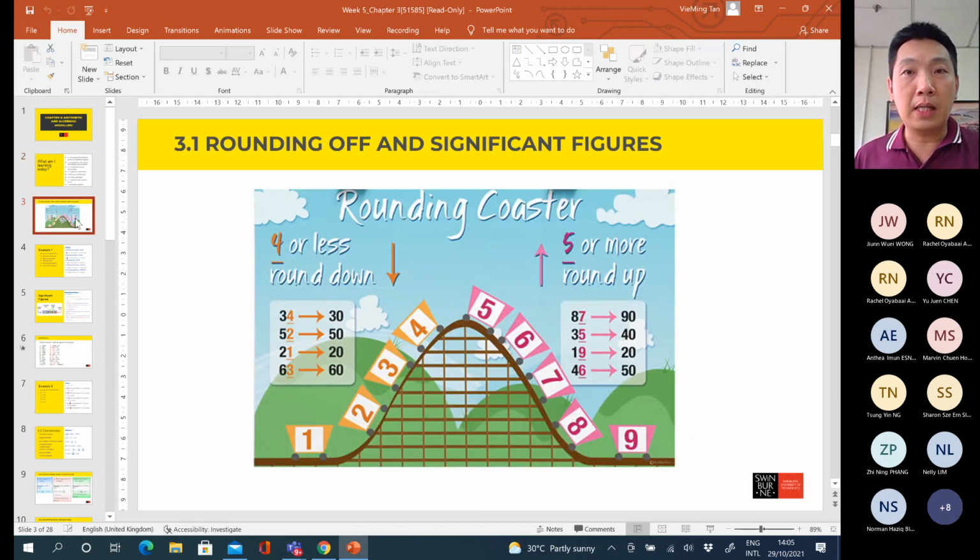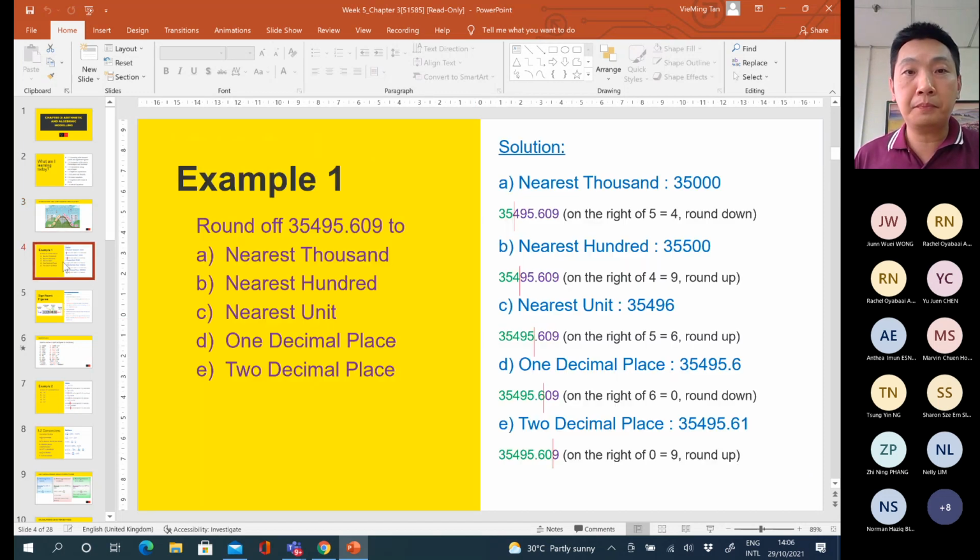So the first part is like this. If the next digit of a number is between 0 and 4, then you should round down the number. If the next digit of the number is 5 until 9, then you should round up the number. Let's try one example.